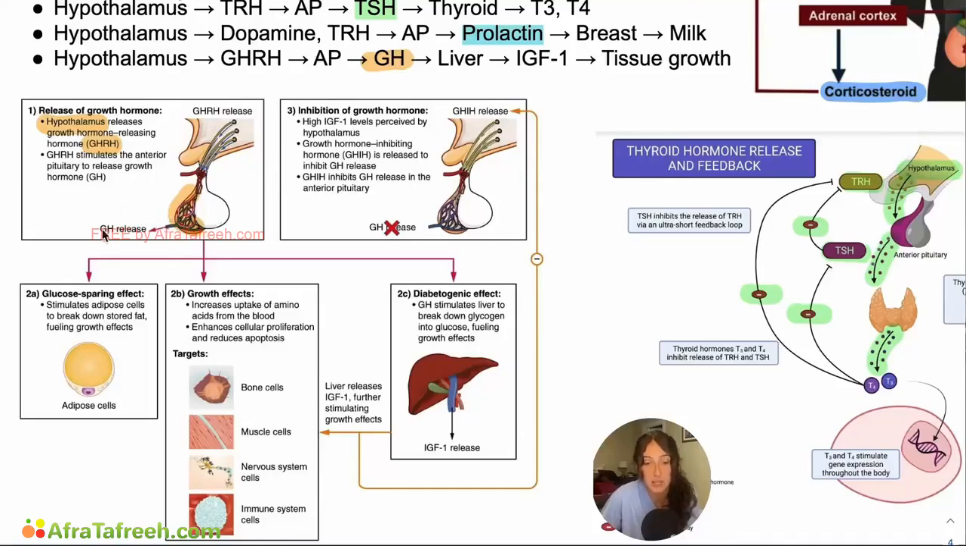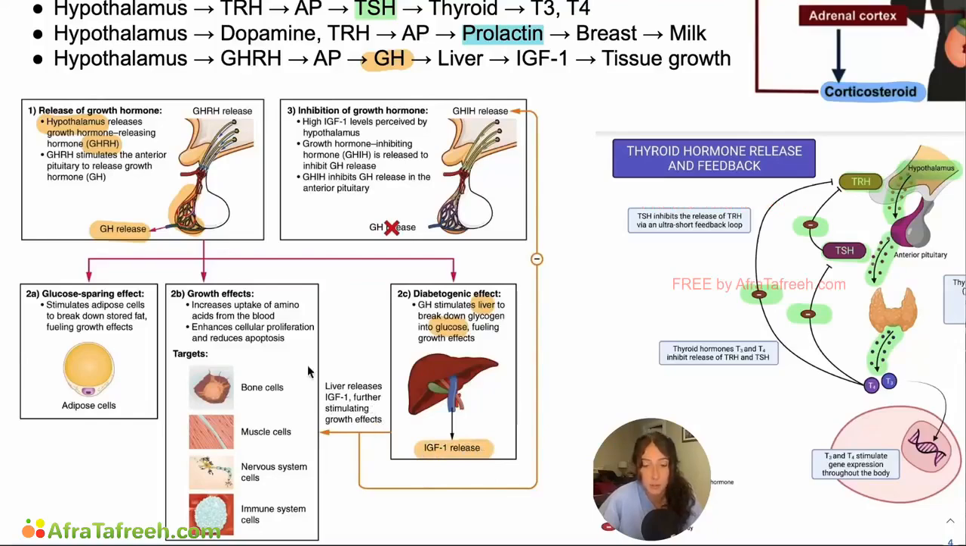Our anterior pituitary is going to be stimulated to release growth hormone, and then growth hormone is going to exert its effects on several different organs. So growth hormone is first going to travel to the liver, and in the liver it stimulates the liver to break down glycogen into glucose, which is an important building block for growth. It also stimulates the liver to release IGF-1.